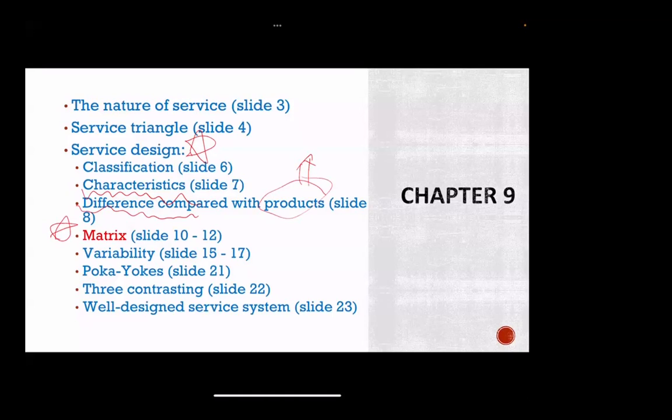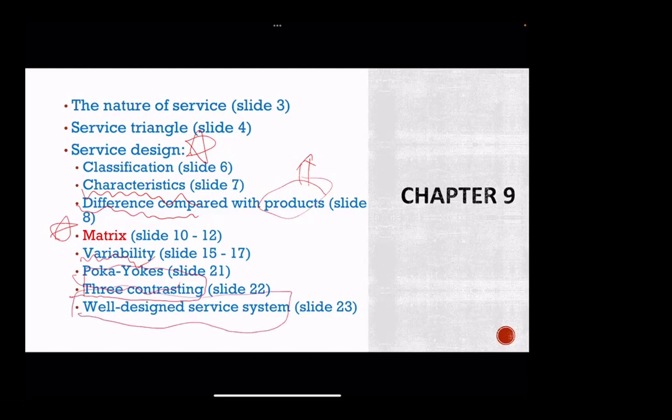This is another thing you need to spend time on: the matrix of the service design. We have different types of service according to the different customer contacts. When you want to design your service, what kind of things you need to think about. And also the variability, which is slide 15 until slide 17, and the methods we apply. I have 2 questions about contrasting, and 1 question about what a well-designed service system is.